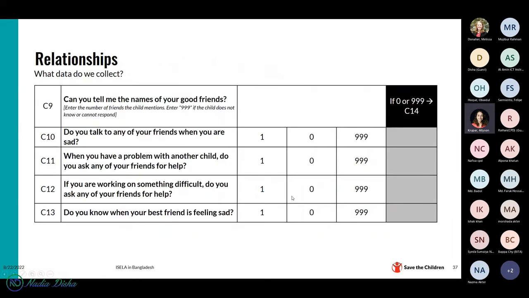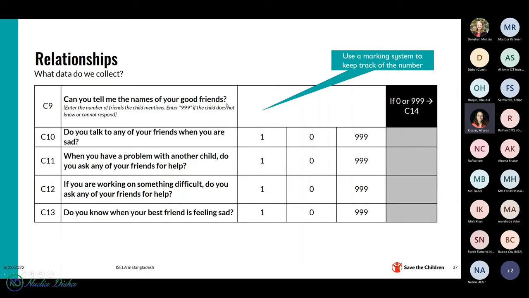All right. So then we continue in the relationship section. And so the first section is about the household. The second section is about their friends. Sorry. So if they don't list any friends, can you tell me the names of your good friends? And they stay quiet, they don't want to share this information, then you would just put 0 and you would skip the rest of the questions.